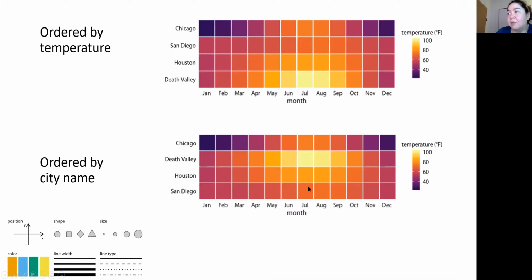So I can still see clearly where San Diego fits in with Houston, but Chicago is way up here, so these comparisons are less easy. Here I can compare between the cities very well, but I have a hard time finding my city. So these ordering choices matter a lot, and this is something that's in combination with the choice of how we're using this gradation scale.